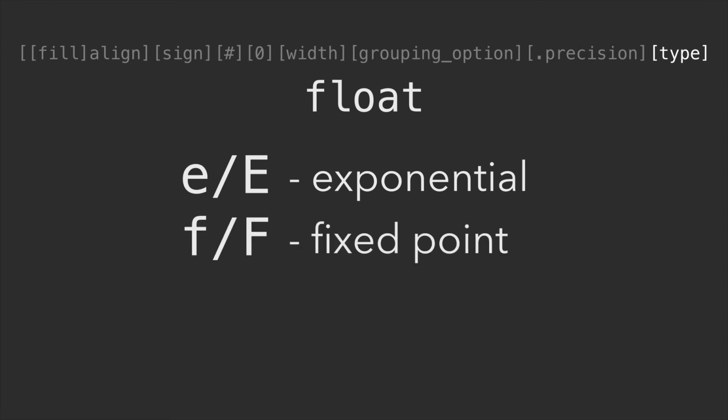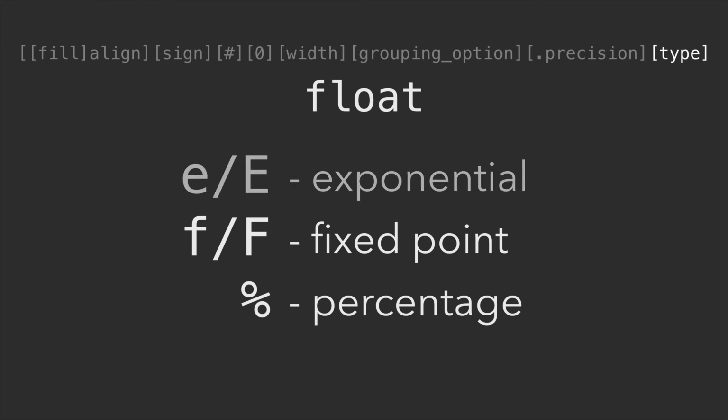F is for fixed point notation. It'll provide the value as a fixed point number to a default of 6 decimal places, or the precision specified. It will use the relevant capitalization for NaN and infinity. A percent sign will give you a percentage. It multiplies the number by 100 and then displays it in fixed point format with a trailing percentage sign.